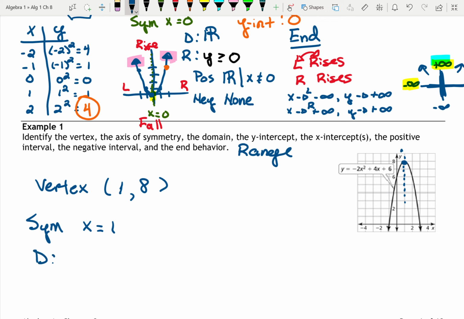My domain, similar to last time, I look for restrictions that might occur. There are no restrictions on this one. I look at my equation there. There's no restrictions. So my domain is all reals.